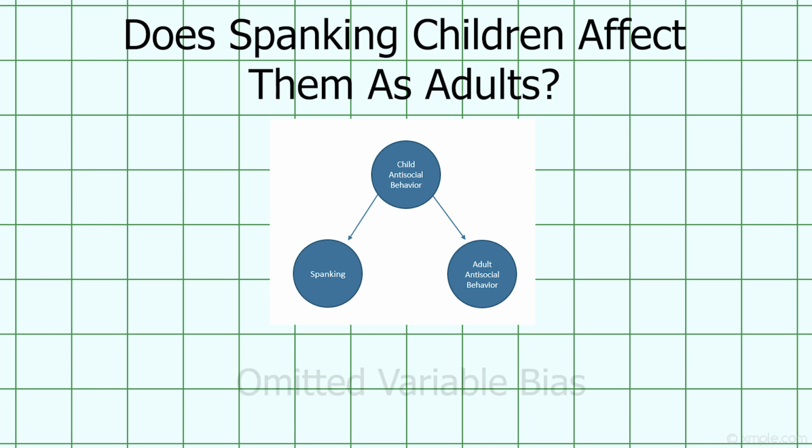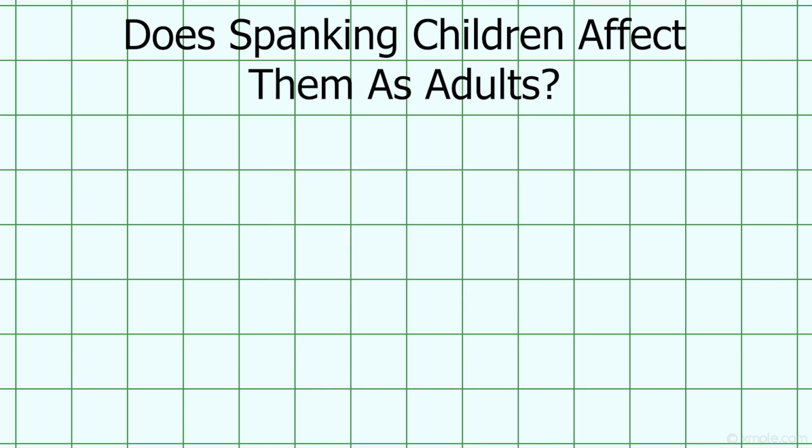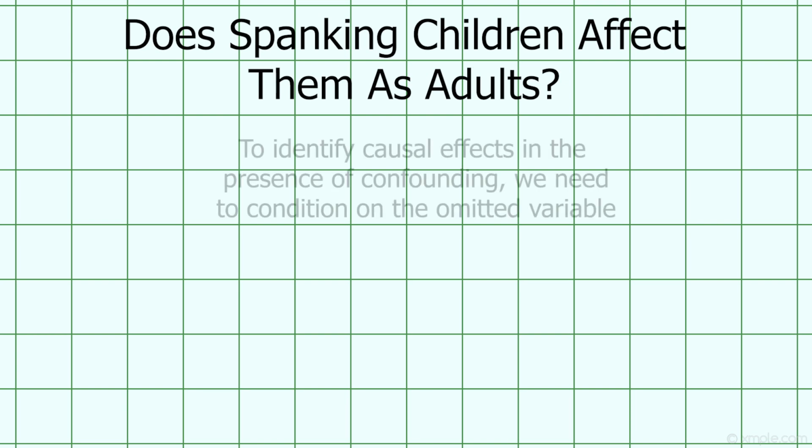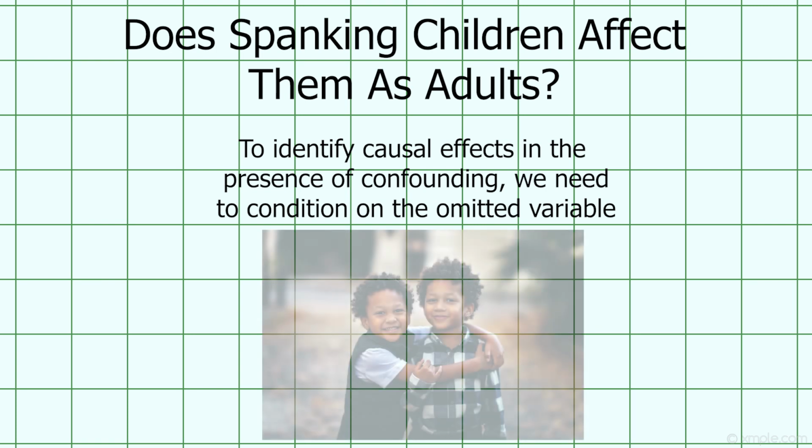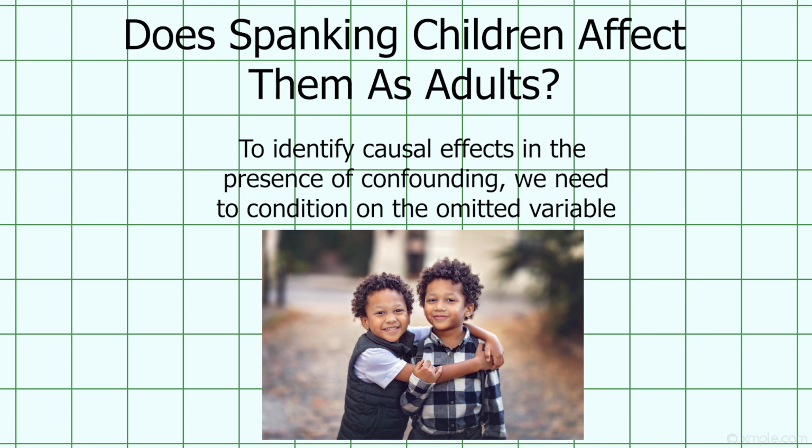This is called omitted variable bias, or confounding. How can we identify causal effects in the presence of confounding variables? The solution is to condition on the omitted variable. For example, we could compare identical twins, one of whom is spanked by their parents, and the other of which isn't. Since we're confident that both children have the same innate antisocial tendencies, as they share genes and environments, we can conclude that any differences we observe in their adult behavior are due to the differences in their punishment as children.